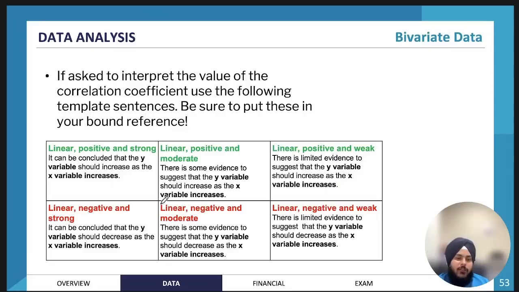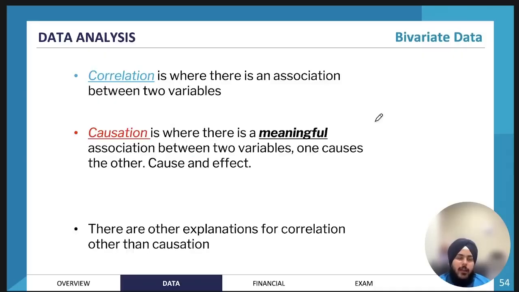So here are other interpretations that you can put in your summary book and use when you're answering questions. Pretty straightforward here. Okay, so now we're going to be looking at the difference between correlation and causation.